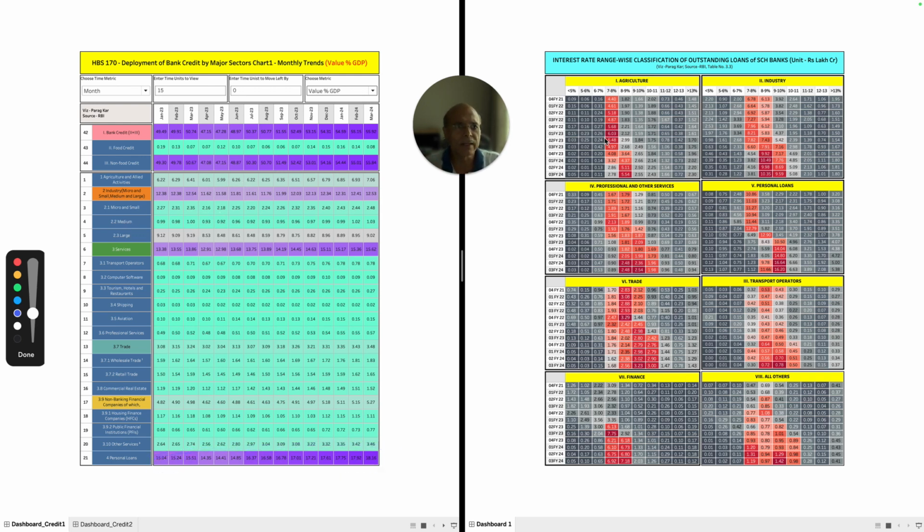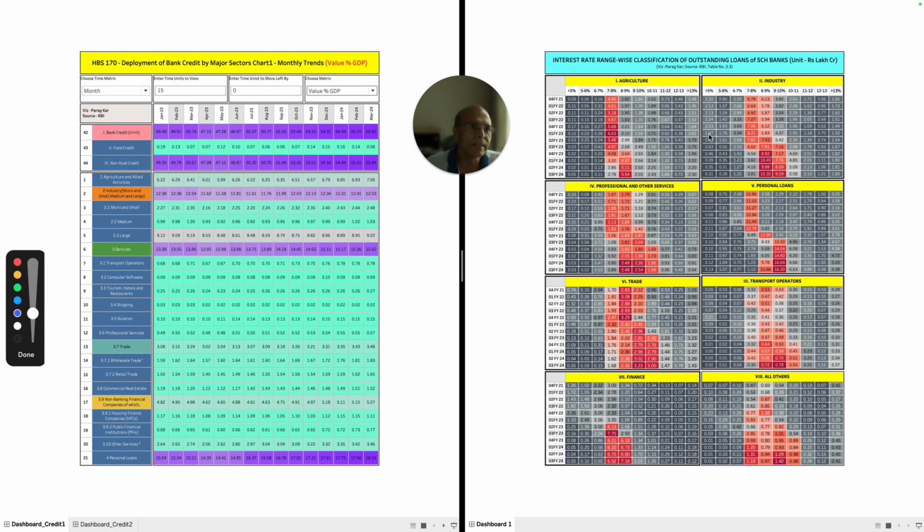Now, if you look on the right hand side of your screen, you will see that I have created a dashboard which gives you a flavor of the interest rates which have changed over a period of time since fourth quarter 2021. If you look at personal loans, the number you see is in lakh crores, and then we have the brackets 9 to 10%, 8 to 9%, less than 5%.